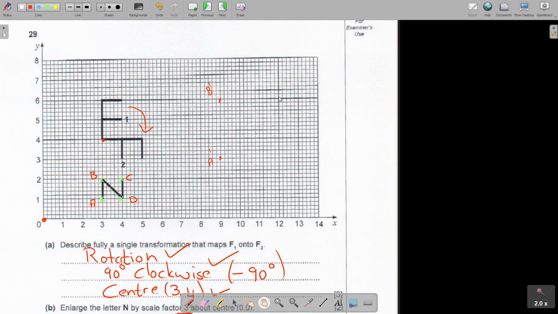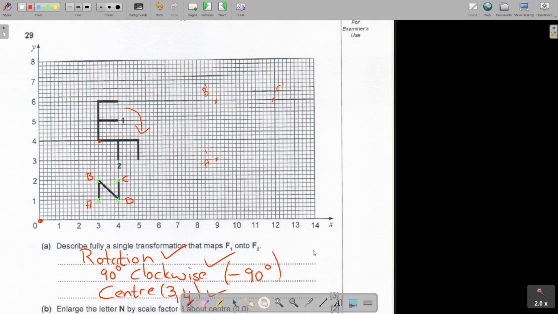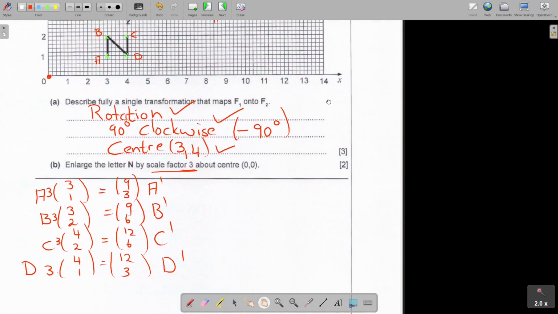It's that one. Oh, sorry. 12, 6. And that's C dash. And the next one is 12, 3. And that is D dash.